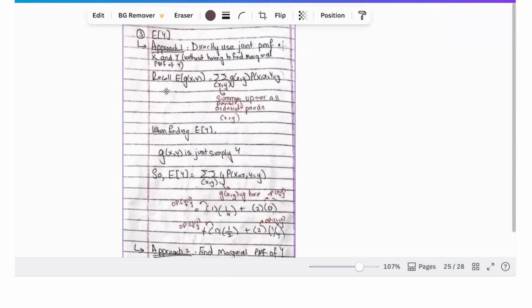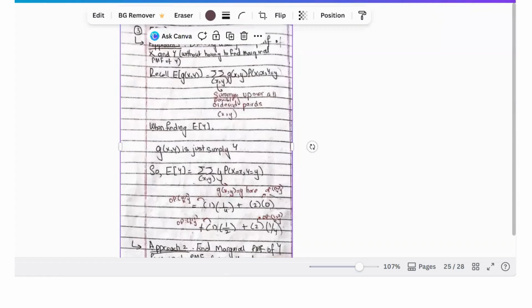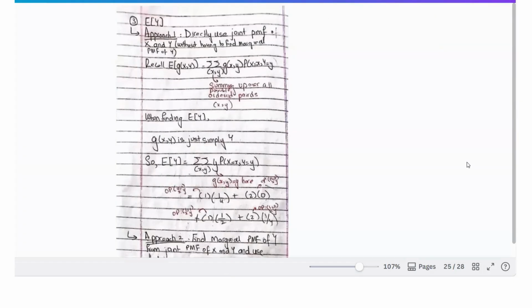For this, let's recall that to find the expected value of g(X,Y), we can find it by summing up g(x,y) times the probability X is x and Y is y over all possible ordered pairs (x,y). When we're finding the expected value of Y, g(x,y) is simply y. So the expected value of Y is the sum over all possible ordered pairs of y times the probability X is x and Y is y. How do we go about doing that?